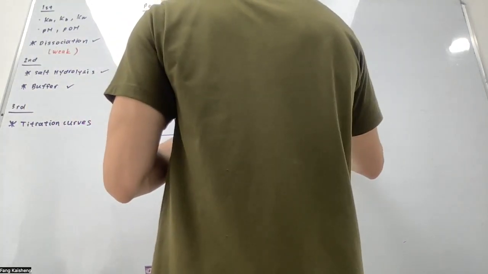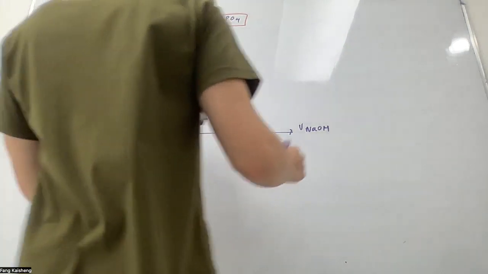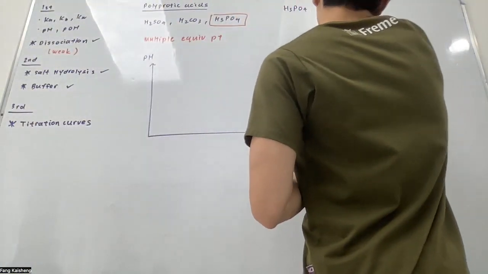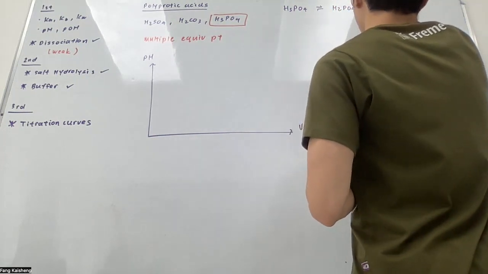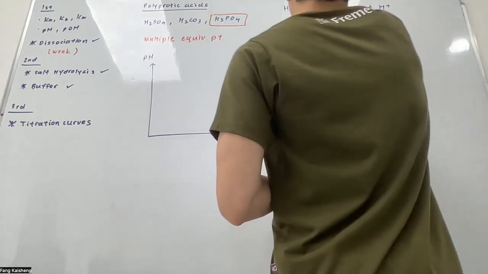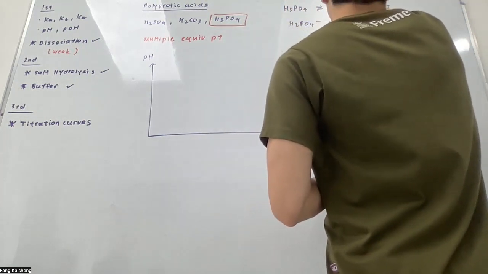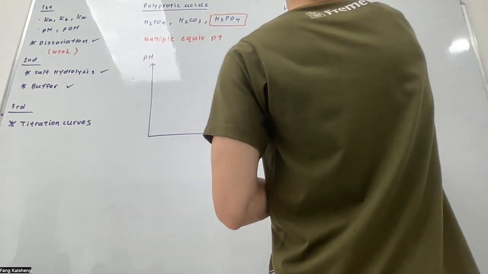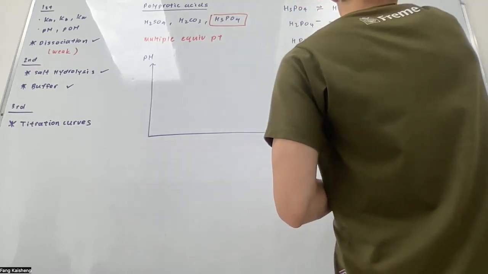They add NaOH to the H3PO4. Now guys, I'm going to use this as a little reference. H3PO4 dissociates once, then it dissociates the second time, and then it dissociates the last time. It can dissociate 3 times because it has 3 H's.